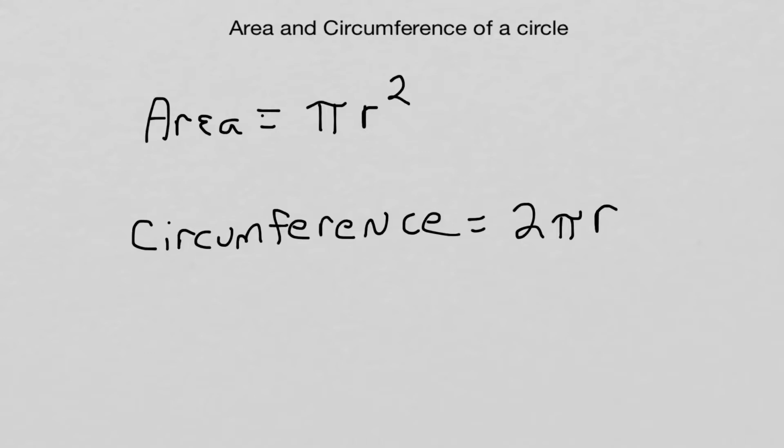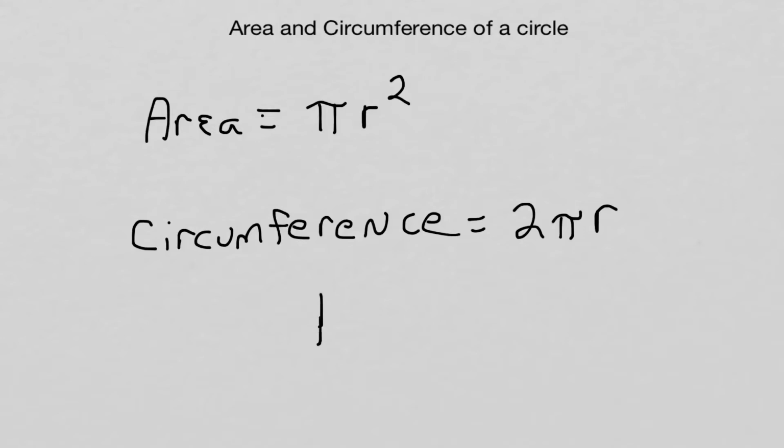The circumference of a circle. Circumference is the distance around a circle, the perimeter of a circle, and the formula for that is 2 times pi, again 3.14, times the radius. The other thing we want to touch on here is the diameter.